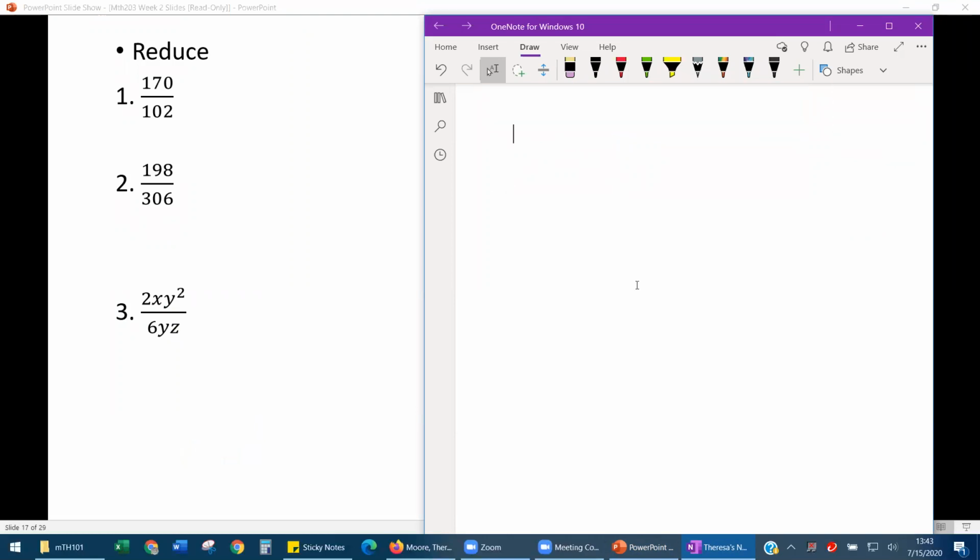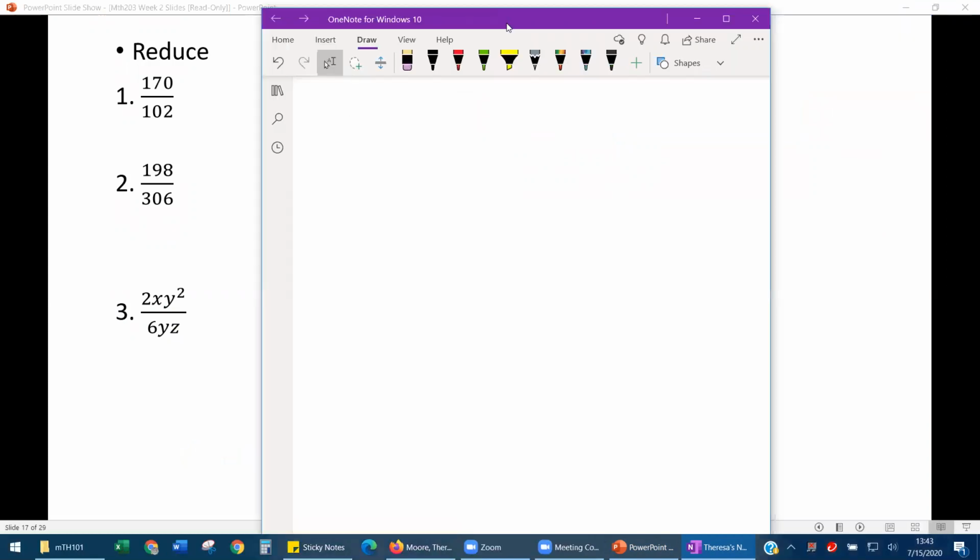We have 170 over 102. Well, they're both even, so I know I can get a 2 out, right? So 170 is 2 times what? 80. 2 goes into there 8. 2 times 85.